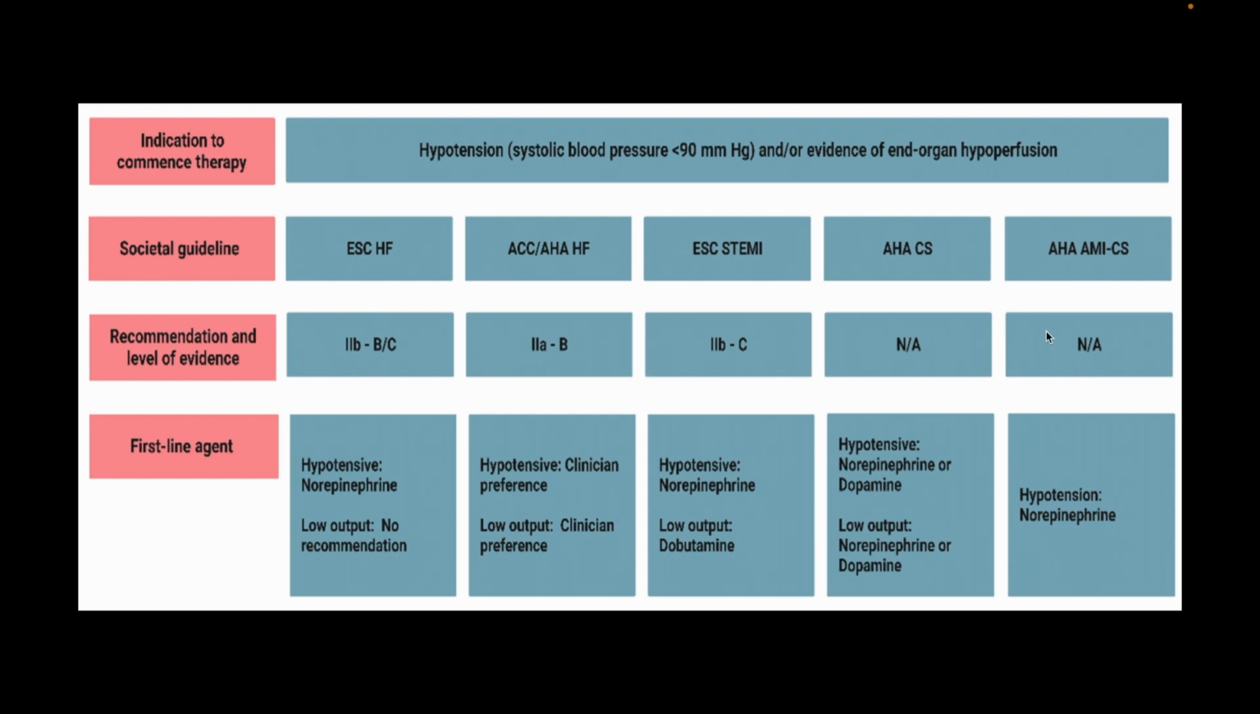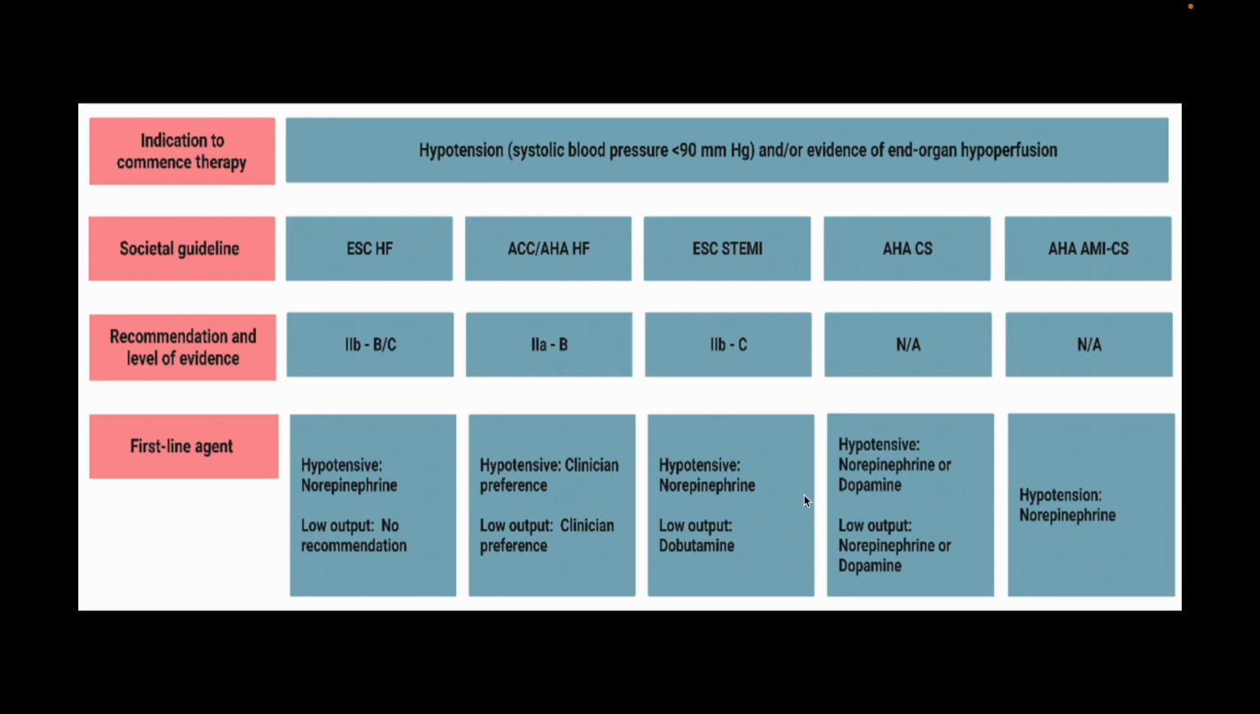Now, these are various guidelines which have been given for management of hypoperfusion with cardiogenic shock, but mostly, as you can see, the recommendations are based on a very low level of evidence, and even if there is evidence, most of the recommendations are for hypotensive patients. Regarding low cardiac output state, they have not yet been able to name any particular agent which is of benefit. The only thing that you can see is dobutamine has been recommended as a 2B recommendation in the European STEMI guidelines.